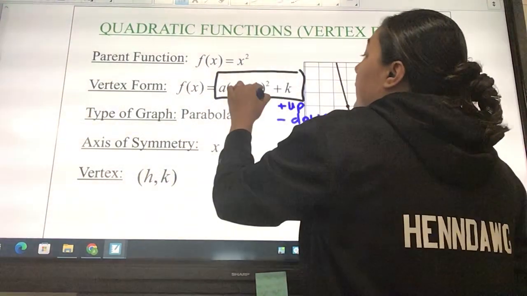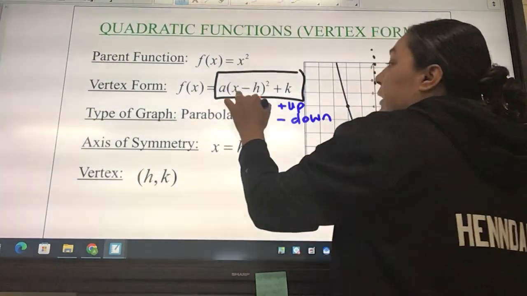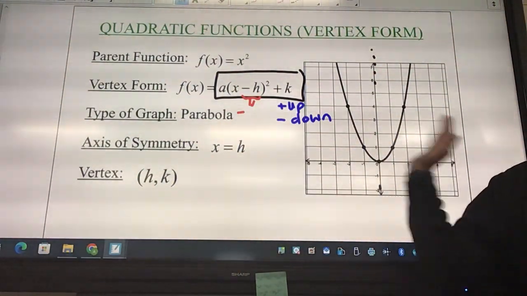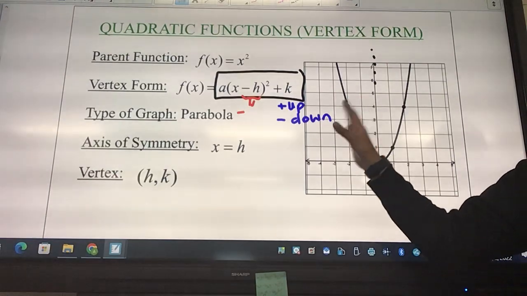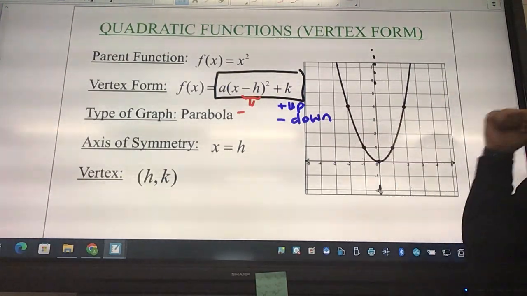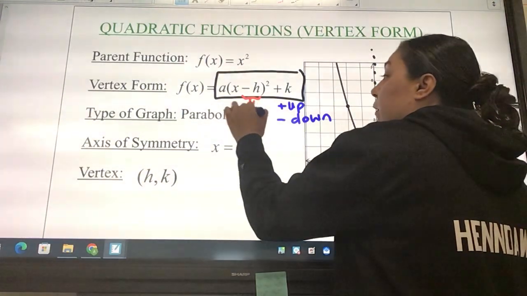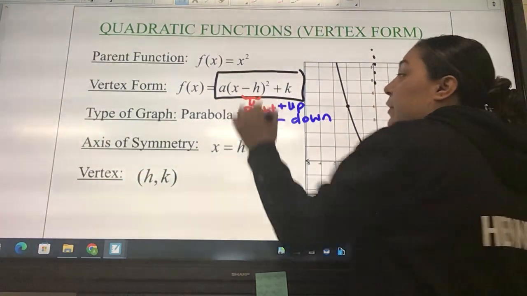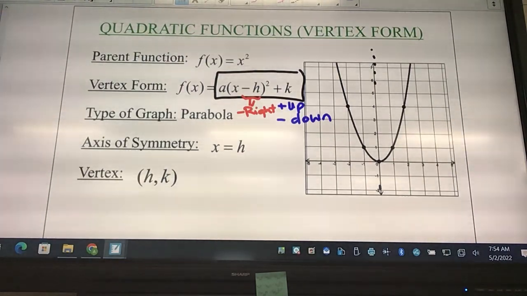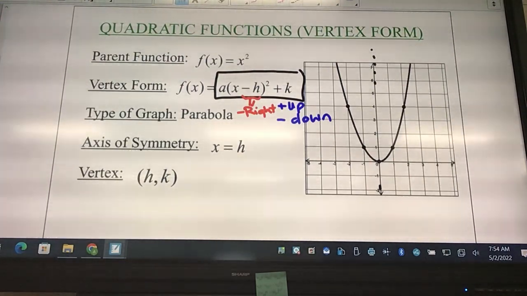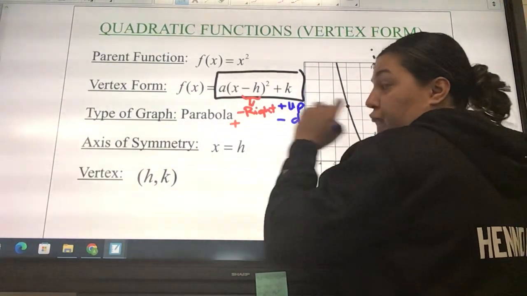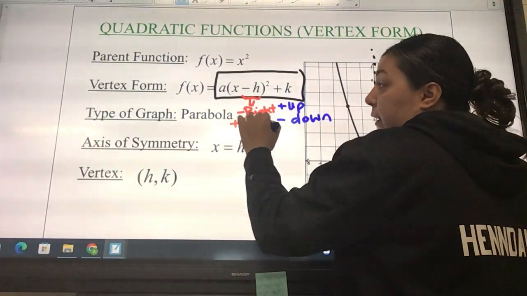And then the inside, we're really looking at the H. If it says minus, most of you would think to go this way. But instead you go the other way. So if it says minus, you're going to the right. If there's a minus on the inside, so if it says minus 4, you're going right. So what do you think a plus does? Yeah, you go left.